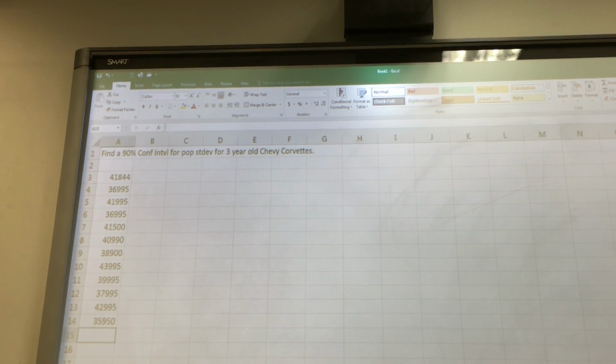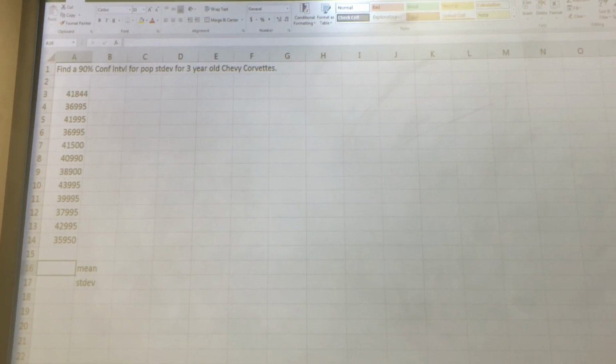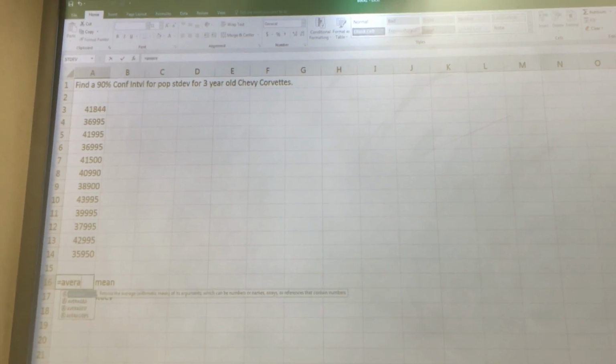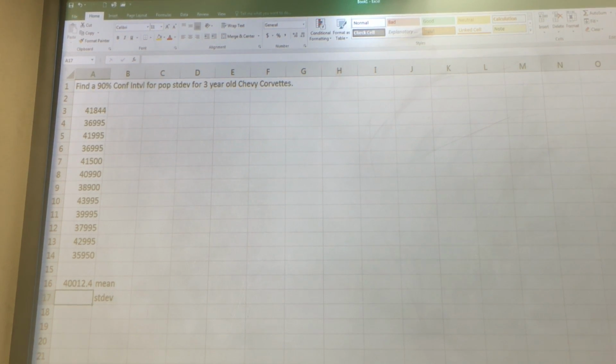What do you think you'd want to find out right off the bat? Probably the mean and standard deviation. And technically you don't need the mean for this, but you know, it's a Corvette. I don't know how much it was. So average of that, the mean Corvette value is about $40,000. The standard deviation is 2,600.